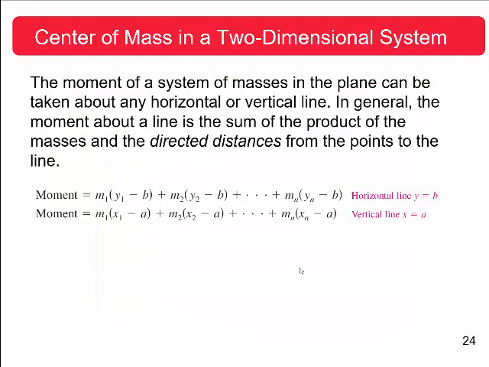So the moment of a system of masses in the plane can be taken about any horizontal or vertical line. In general, the moment about a line is the sum of the product of the masses and the directed distances from the points to the line. Another way, about a horizontal line y equals b instead of the x-axis, all you're doing is taking your y sub 1 values and subtracting b, shifting it. Along the vertical line x equals a, you're doing the same thing: taking your x1 and subtracting a before multiplying by the mass.